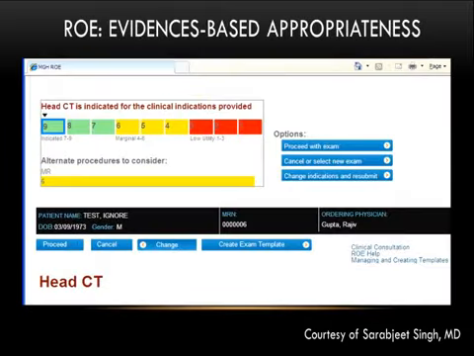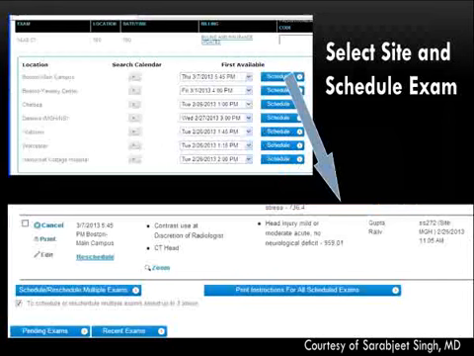And after that, it'll give you an evidence-based appropriateness criteria for that particular scan. So I know some of you are thinking, well, there are always clinicians who just keep checking boxes till they get the scan they want. And that happens. But most of the people actually pay attention to this. And so in this particular case, because there was moderate head trauma, it's quite appropriate. The appropriateness level is 9. And you can go ahead and select a site and schedule this exam.